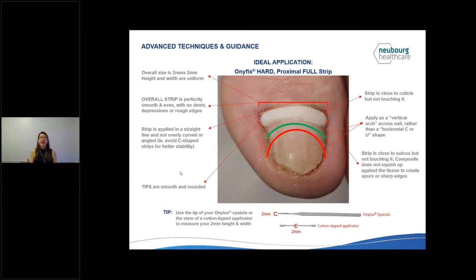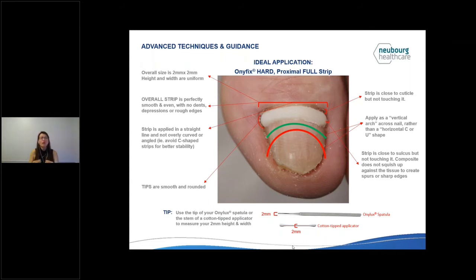And it should ideally be about 2 millimeters by 2 millimeters. I think most of us know that by now. And as a reminder, the tip of your spatula is exactly 2 millimeters wide, or the stem of a Q-tip or a cotton-tipped applicator is also about 2 millimeters. So you can feel free to easily use that as your measuring guide as you go along.